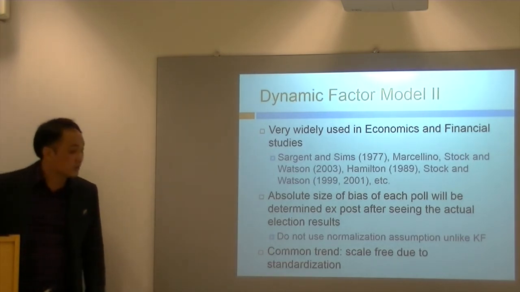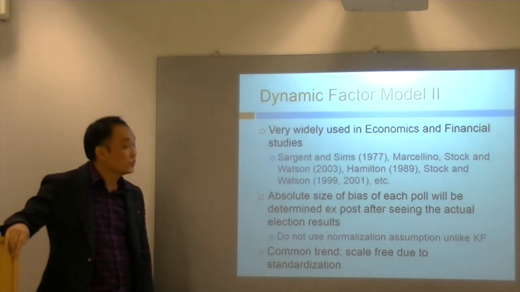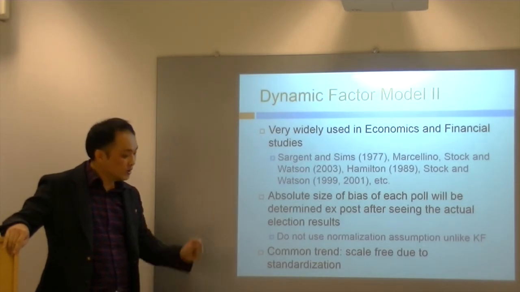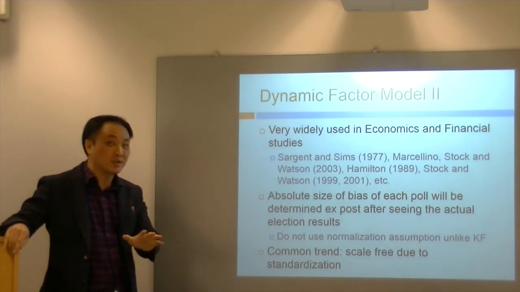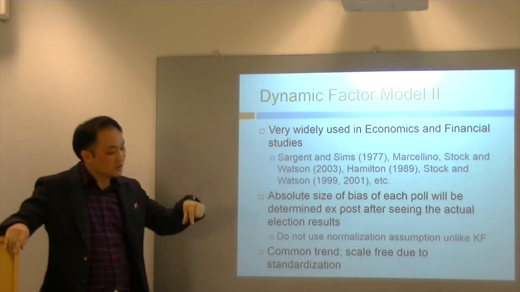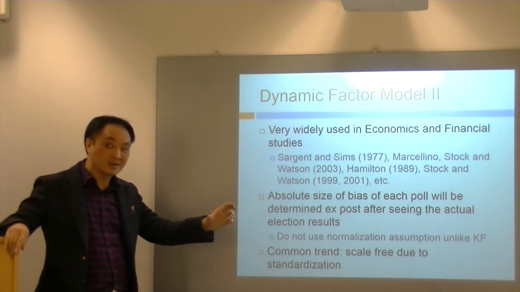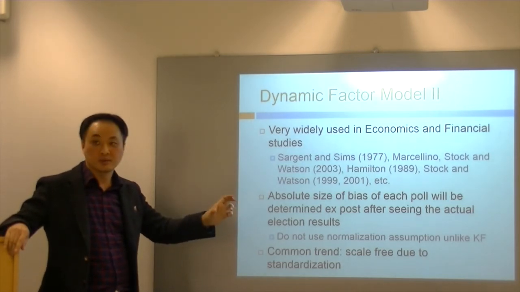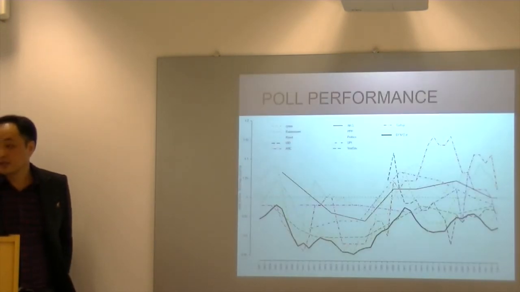So our strategy here is we use dynamic factor models with the 2012 presidential election polls, and we estimate the underlying true public opinion. Then we measure the distance between each poll and the underlying true public opinion, and we treat that distance as survey error. Then we calculate the bias and variance of each poll. Okay, does this sound good to you? So that's what we did.